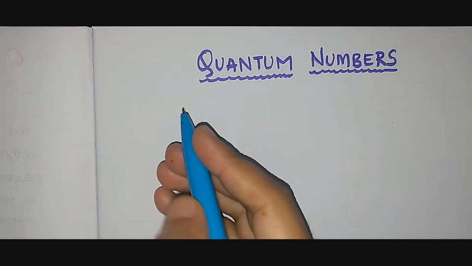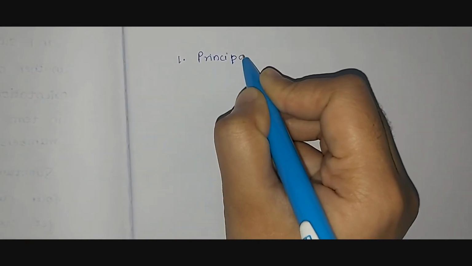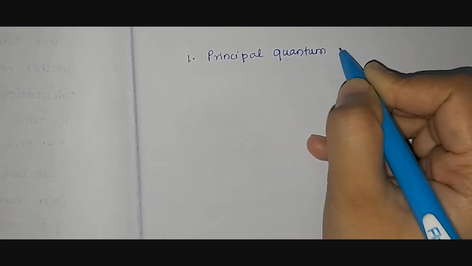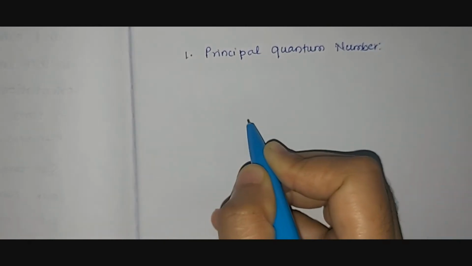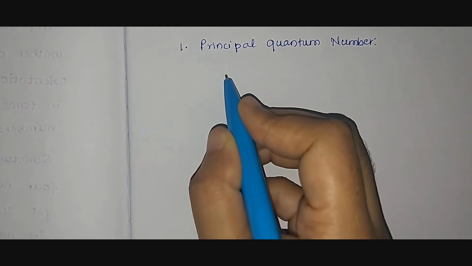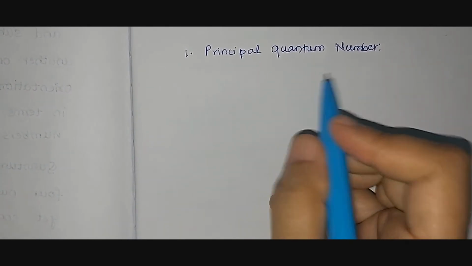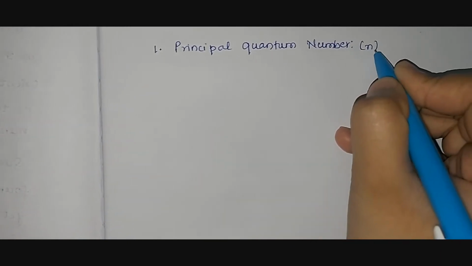So there are four quantum numbers. One is the principal quantum number. So this principal quantum number, what does it indicate? It indicates the shell of an electron, to which shell the electron belongs, and it is represented by N.